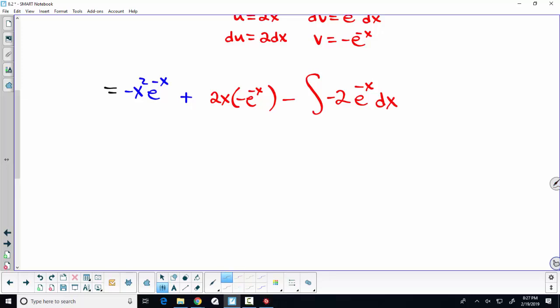Okay, so then again, this right here and this right here will make those positive, and then we have a 2 times negative e to the negative x for this antiderivative. So negative e to the negative x there. This is 2x times negative e to the negative x. And this was already here.